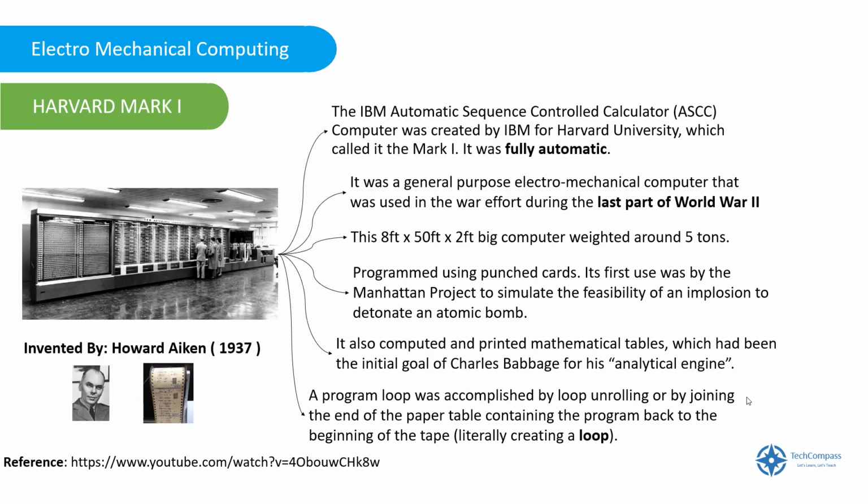Harvard Mark I. The main advantage of Mark I was that it was fully automatic. It didn't require any human intervention once it started. It was mainly used in the war effort during the last part of World War II. A program loop was accomplished by loop unrolling or by joining the end of the paper tape containing the program back to the beginning of the tape. Literally, it creates a loop.